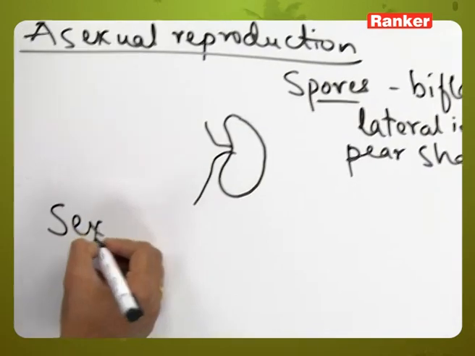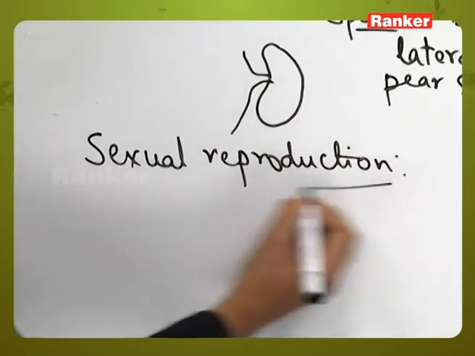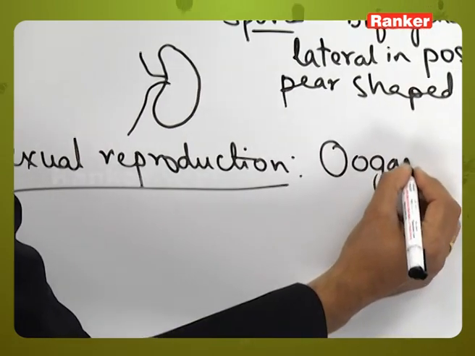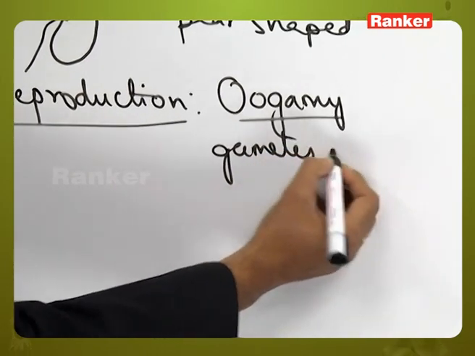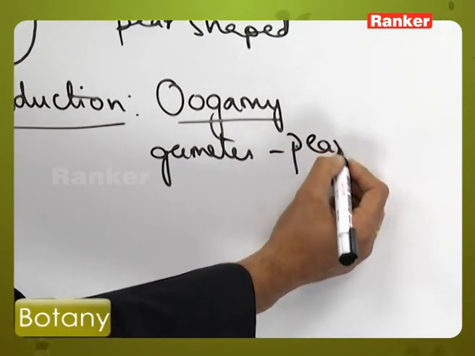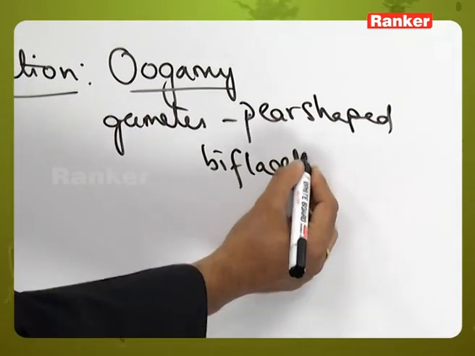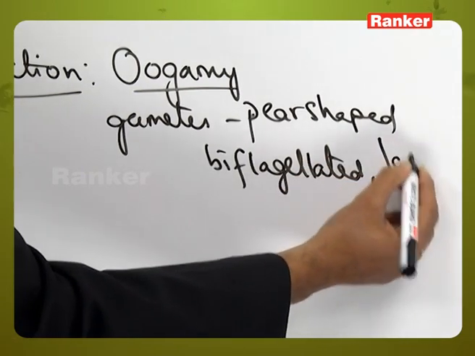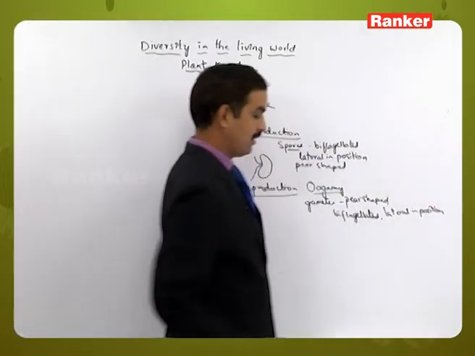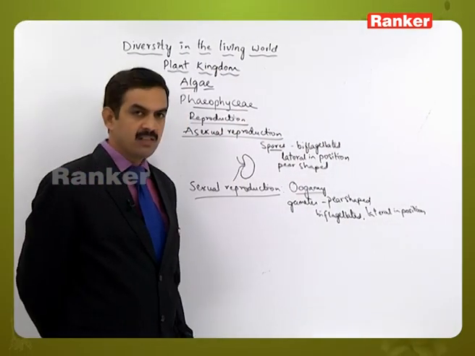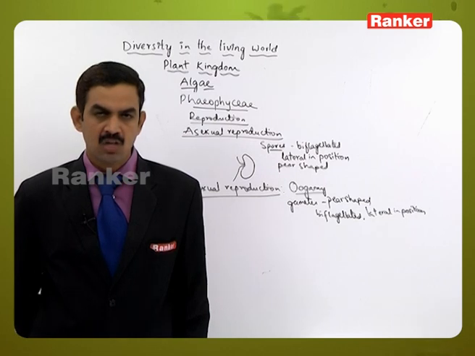The next one is sexual reproduction. The sexual reproduction occurs by the oogamy process, where the gametes are also pear shaped and biflagellated like the spores, and these flagella are lateral in position. In the oogamous condition the zygote is formed, and the zygote will perpetuate in the daughter generation.